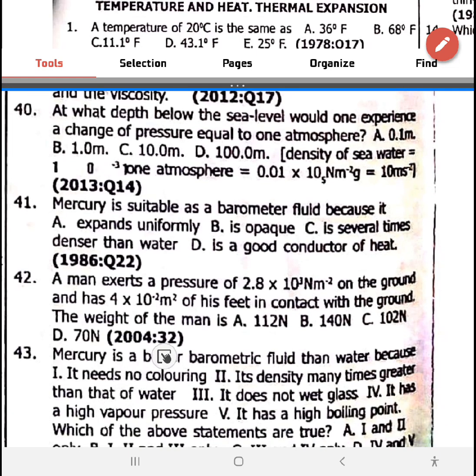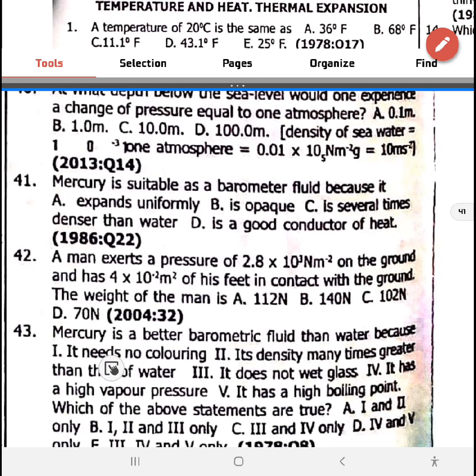43, mercury is a better barometric fluid than water because, 1, it needs no coloration. I, correct. And 43, its density is many times greater than that of water. I and I, option A.